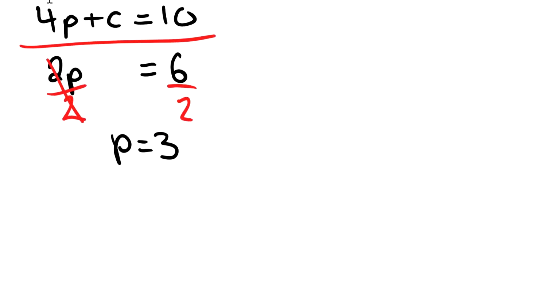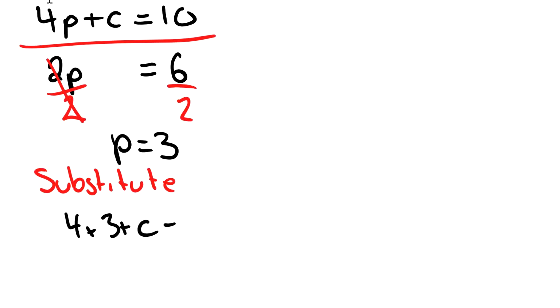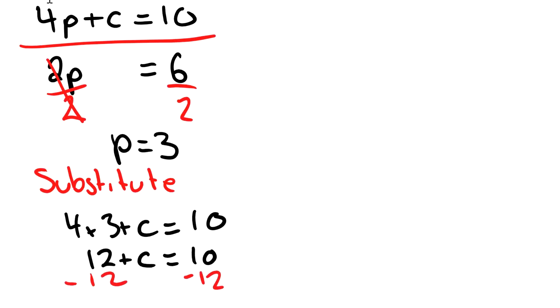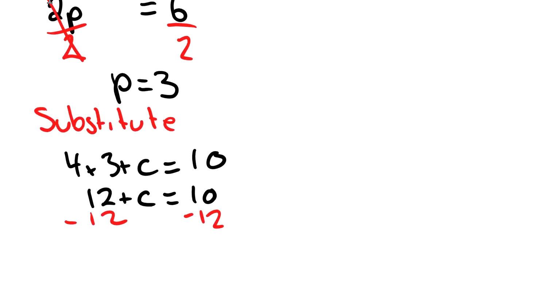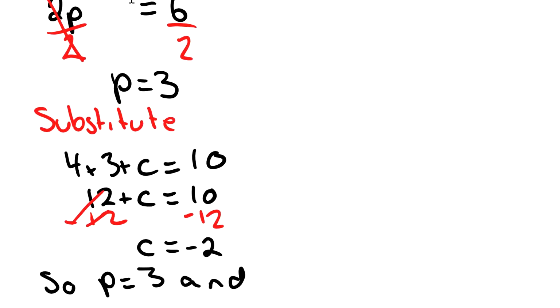Now that we've got that, we can go back and substitute into the original. I won't write the whole thing out. So let's substitute it into the second one. So we've got 4 times 3 plus c equals 10. 12 plus c equals 10. Minus 12 from both sides. I'll cross those out. And we get c equals negative 2. So p equals 3 and c equals negative 2.